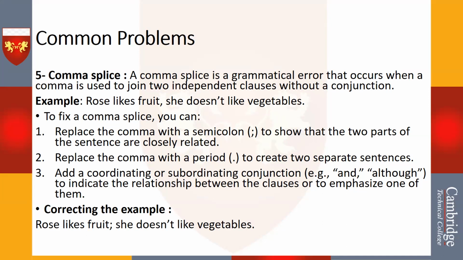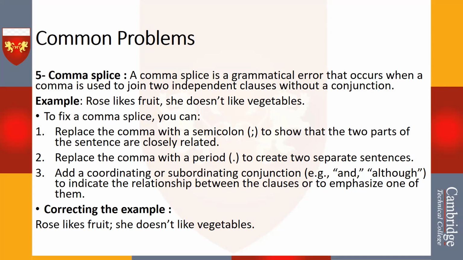Second, replace the comma with a period. ولا نحطوا في بلاصة الكوما نحطوا نقطة. Okay? ولا a coordinating or subordinating conjunction. ولا نزيدوا أداة. ولا نحطوا أداة. And, although. Okay? To indicate the relationship between the clauses or to emphasize one of them. So here we can add, as I told you, either semicolon or a period, which is like نقطة, or we can add a coordinating or subordinating conjunction. ولا نحطوا أداة ربط. Okay?